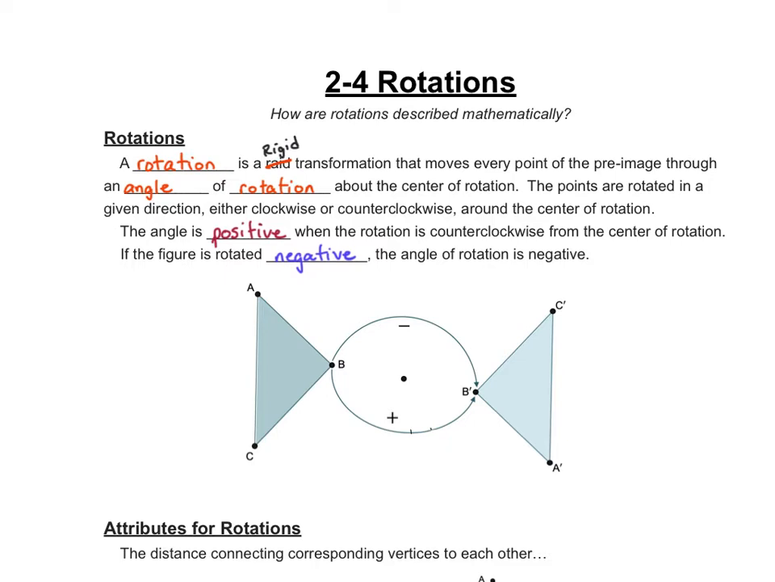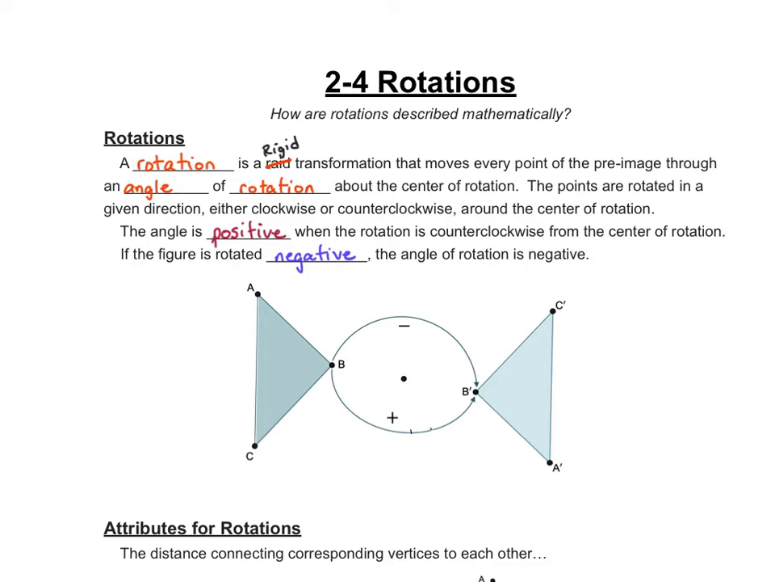A rotation is a rigid transformation that moves every point of the preimage through an angle of rotation about the center of rotation. So as we talk about this, we have this center of rotation, and everything will be moved at the same angle about that center of rotation. The points are rotated in a given direction, either clockwise or counterclockwise about that center of rotation.